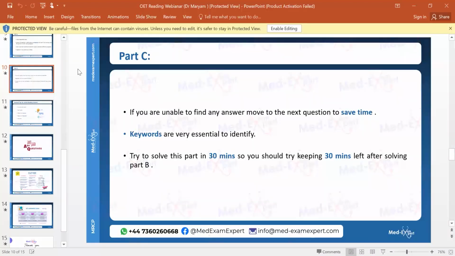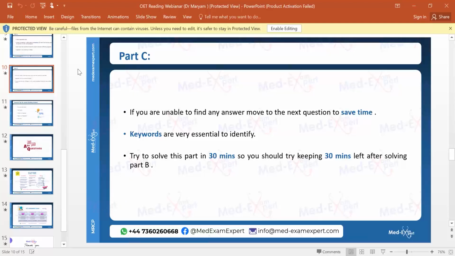You should try keeping 30 minutes left after solving part B. Okay, listen, I have told you that the total time is 1 hour. For part A, you will be given 15 minutes for the whole 20 questions, and that will not be on the same sheet. Your invigilation team will collect the sheet for part A and your question answer booklet as well. After 15 minutes, you will not be given that booklet of part A, so you have to solve it in those 15 minutes. Then the rest of the time is 45 minutes, which is for part B and part C.